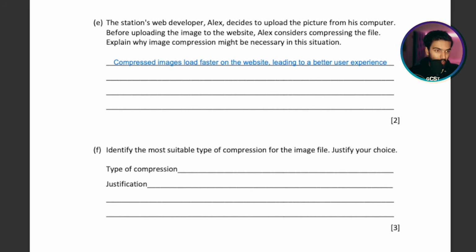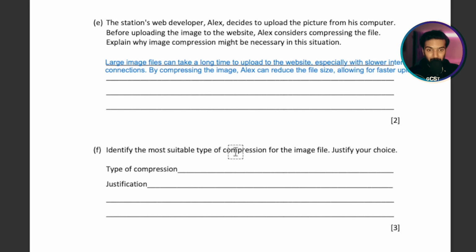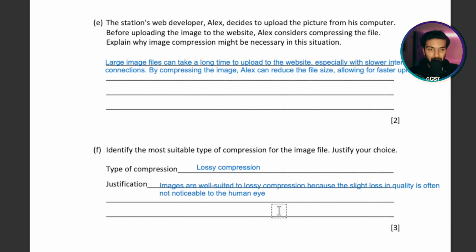And you could have also had something along the lines of part F, identify the most suitable type of compression for the image file, justifying the answer. Well, there is only one answer, which is lossy compression, because with images you can get away with this because the slight loss of quality is often not noticeable to the human eye. Now, if you try to apply lossy on text, that's going to be an issue because we won't be able to read what the letters say. So yeah, make sure you know this.